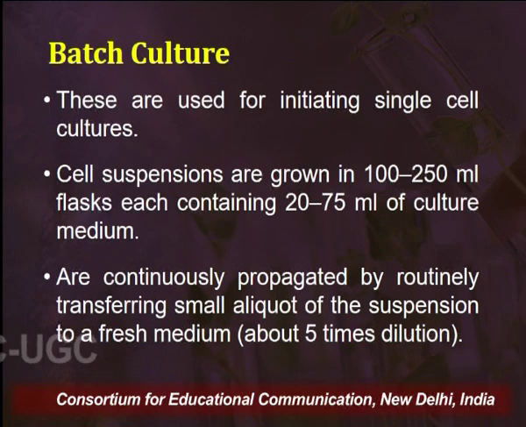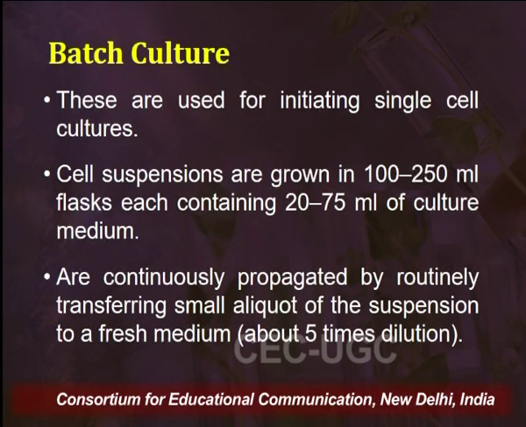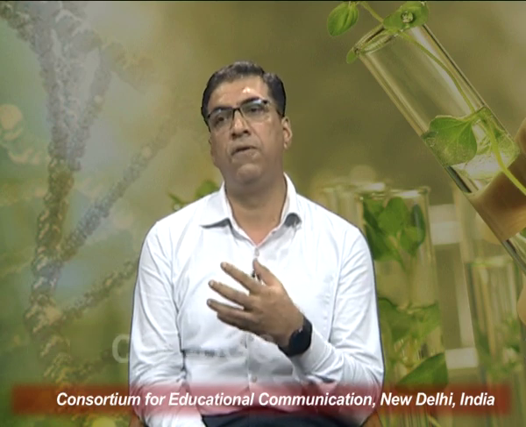What is done in batch culture is, the cell suspensions are normally grown in 100 to 250 ml flasks, which contain around 20 to 75 ml of culture media. Once the media is near exhaustion, we take out a small volume of that suspension containing growing cells, and that is placed in fresh media which is around 5 times its volume. So, for example, if we are taking 1 ml of the suspension culture, we will dilute it with 5 ml of the fresh media.